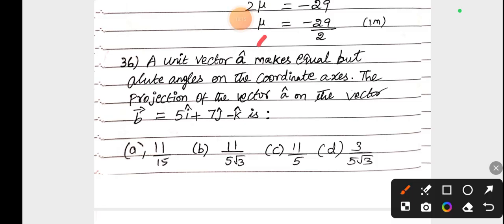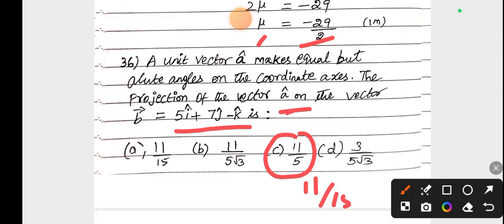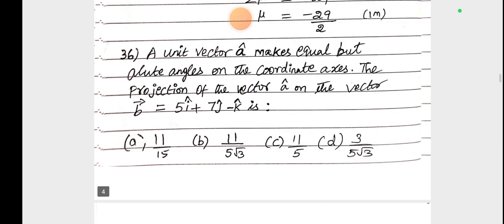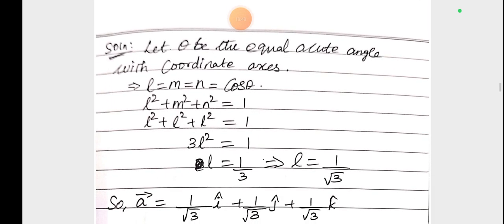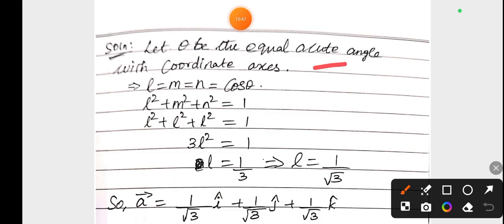A unit vector a cap makes equal acute angles on the coordinate axis. The projection of vector a cap on the vector b. So they have given options. Actually here also, the C option in some PDFs is given as 11 by 15, but I have made it 11 by 5. Actually in the board exam, a different option is given. Okay, we'll discuss that.